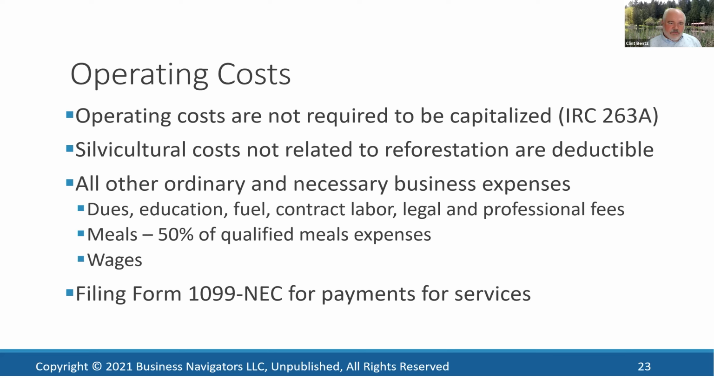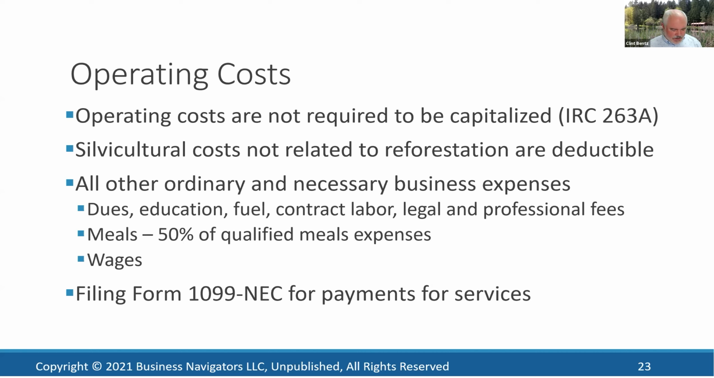All of our costs for silviculture that are not related to reforestation are deductible. So all the costs of fertilization, pre-commercial thinning, timber stand improvement, bud capping, all those things, as long as they're not required to be capitalized as reforestation costs, we can deduct them. And all of our other ordinary and necessary business expenses: things like dues to OSWA, education, going to tree school, our fuel, our contract labor, our legal and professional fees, all those things are deductible.